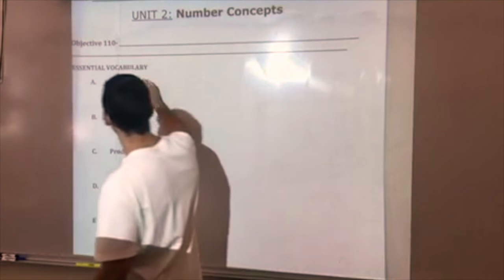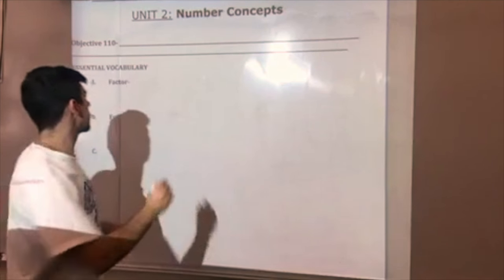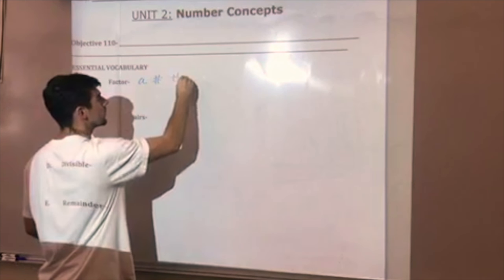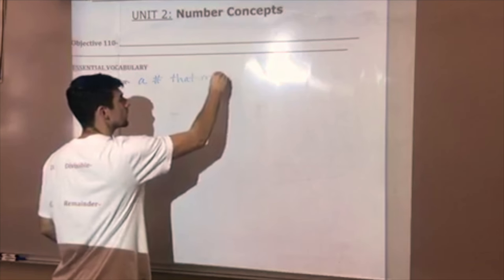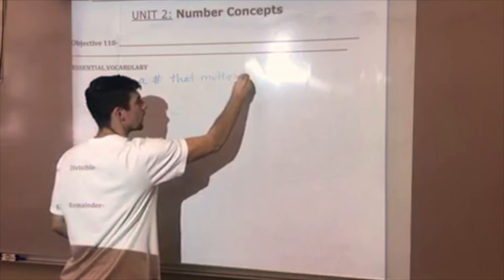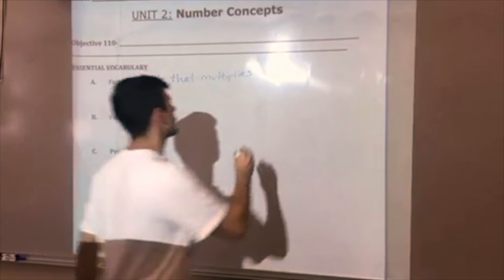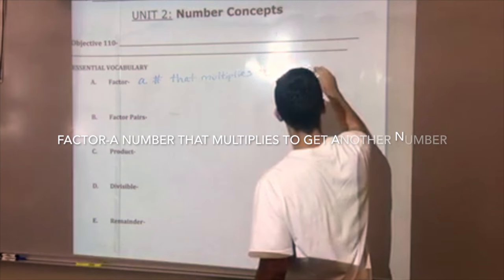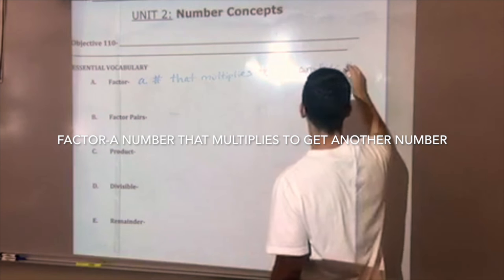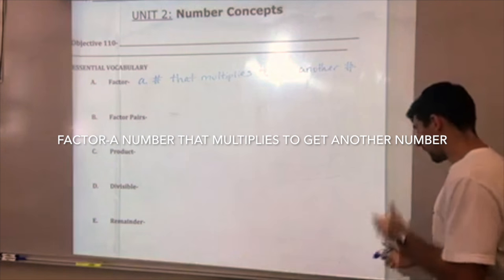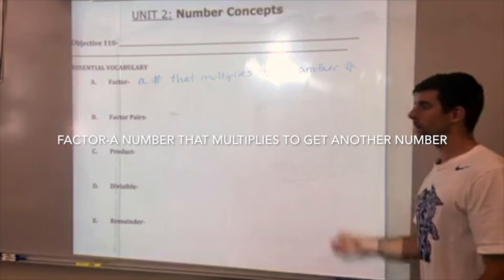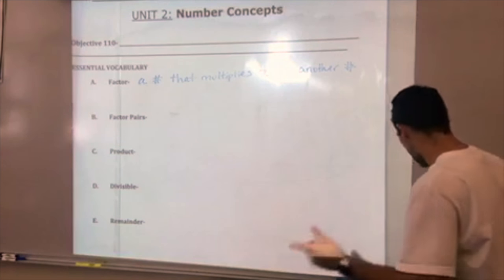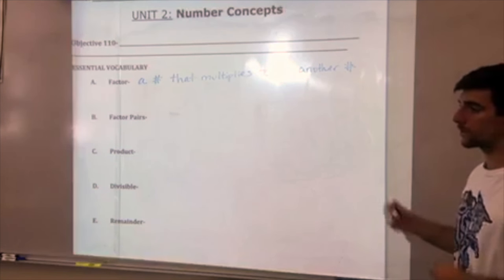First one is a factor, but I personally like to think of a factor as a number that multiplies to get another number. So I think about it as, 3 is a factor of 15, because 3 can multiply times 5 to get 15. So that's how I like to think about factors. But I know Ms. Hyder has a different definition that she prefers.